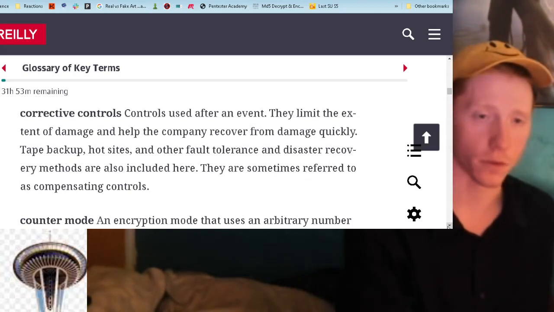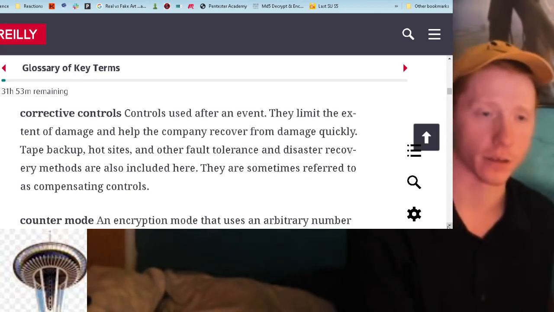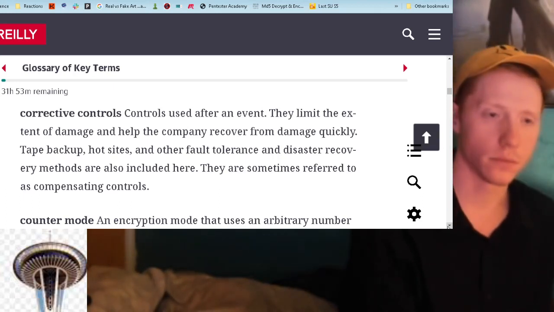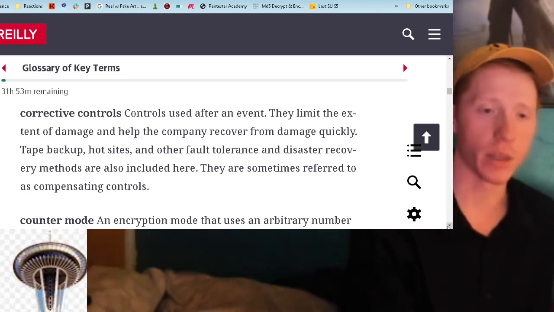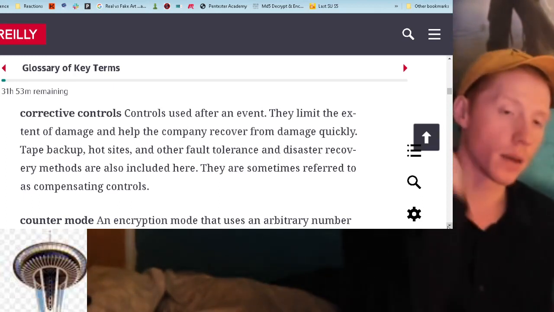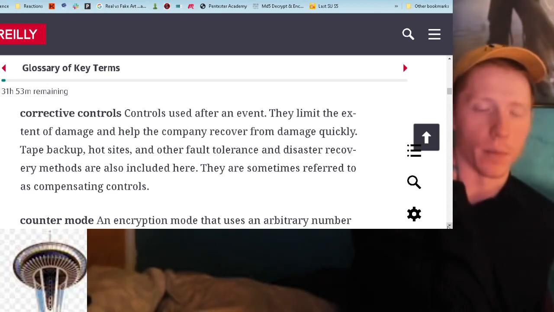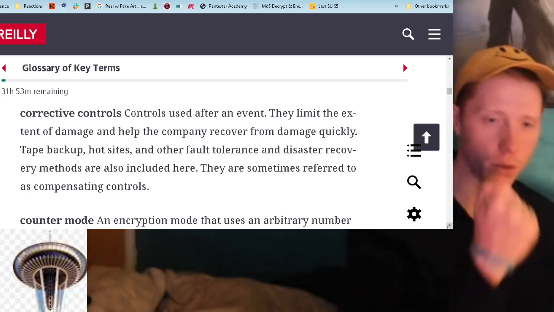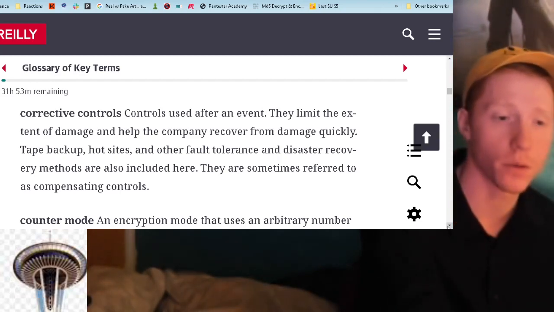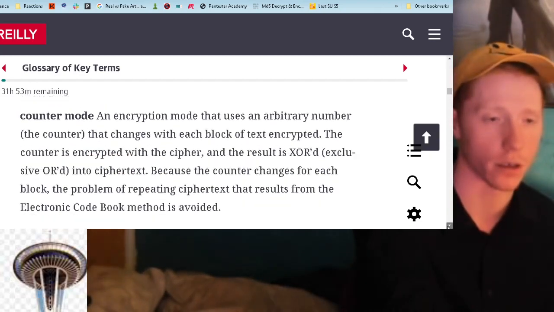Corrective controls. Controls used after an event. They limit the extent of the damage. Tape backups, hot sites, and other fault tolerance and disaster recovery methods are considered corrective controls. But they're also referred to as compensating controls sometimes.